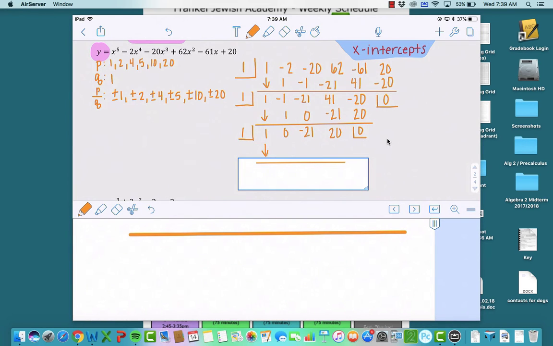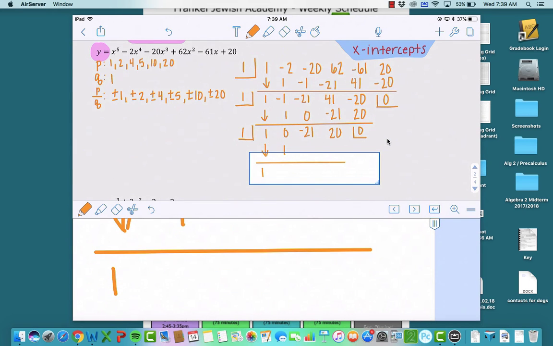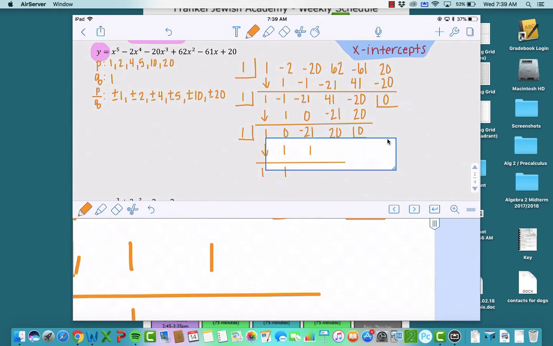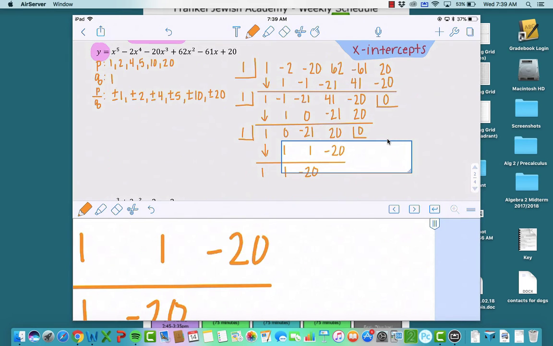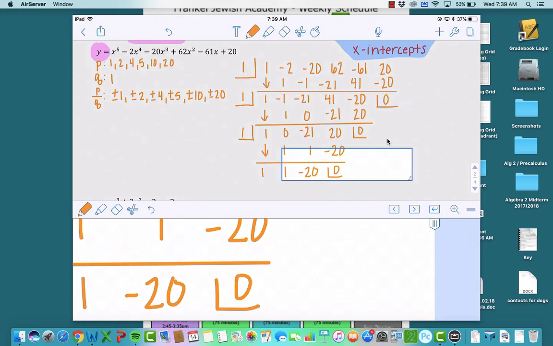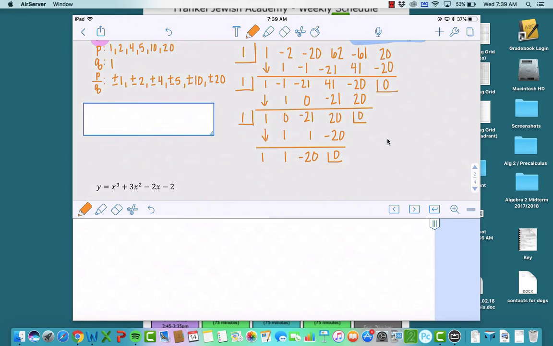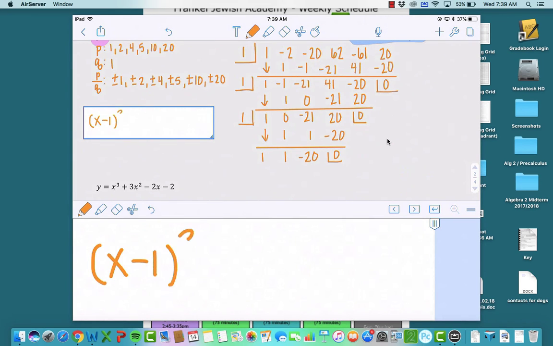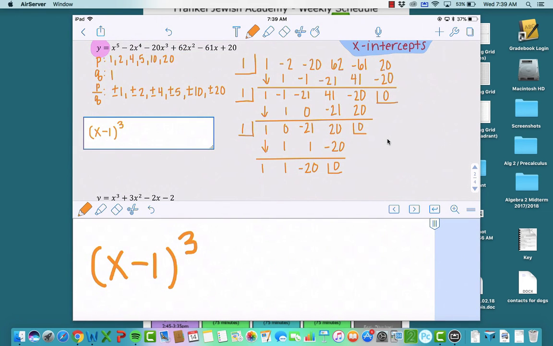So then you bring down the 1. Then 1. Then 1. Then negative 20. Negative 20. Hey. 0. Holy moly. 3 1s? So if you write this, you have x minus 1 cubed, because it happened 3 times. 1, 2, 3. And then x squared plus x minus 20.